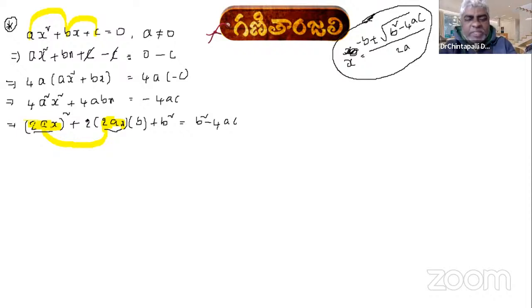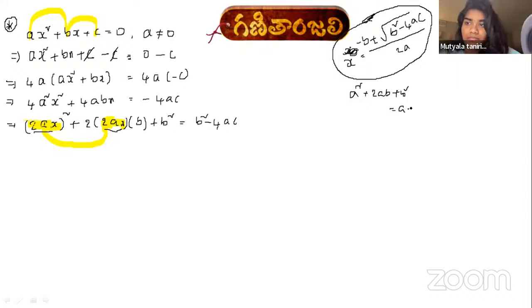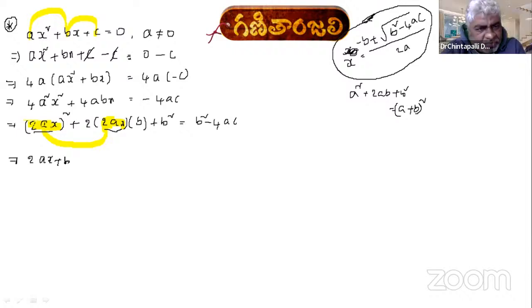Now, what is the left hand side? It is in the form of the a plus b whole square formula. You know, a square plus 2ab plus b square is a plus b whole square. Yes, sir. Then what is this left hand side? a square plus 2ab plus b square is a plus b whole square. So it is 2ax plus b whole square. Very good. Right hand side is b square minus 4ac.